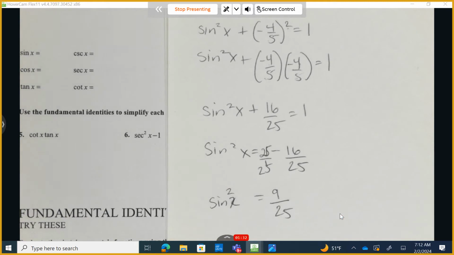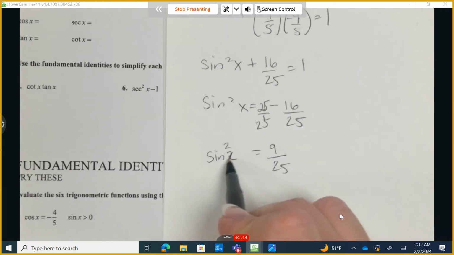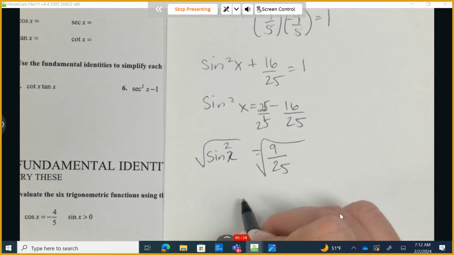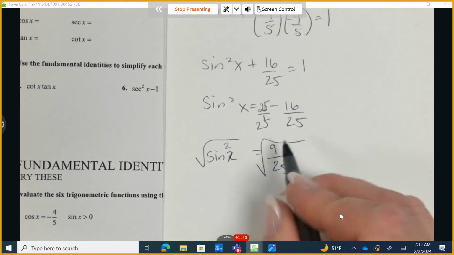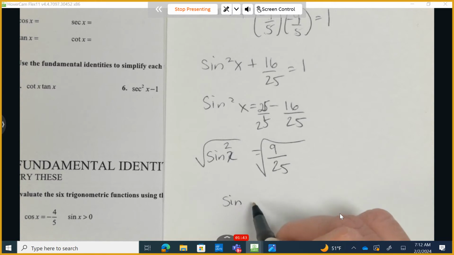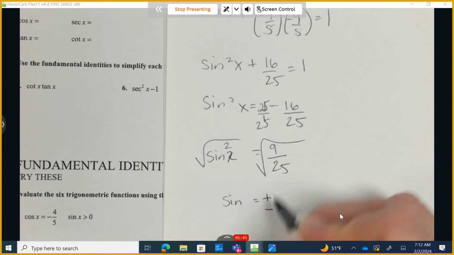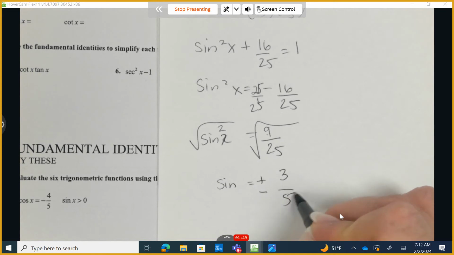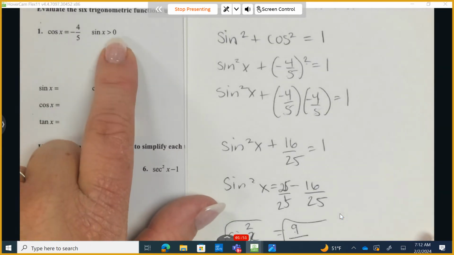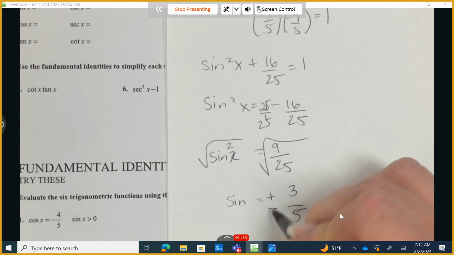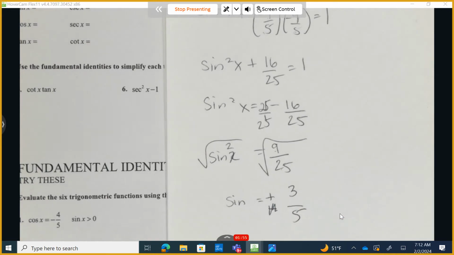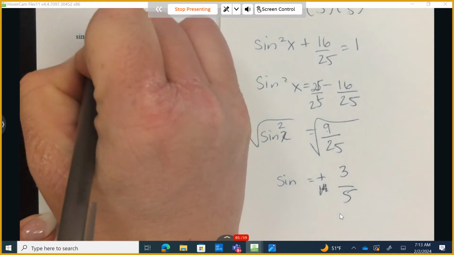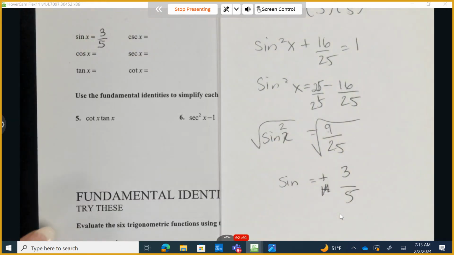sine squared x. Now, how do I isolate the x? I take the square root of both sides, and now I'm able to see that the sine is equal to plus or minus the square root of 9 is 3, the square root of 25 is 5. But if we go back here, it says sine has to be greater than 0, so it has to be positive. So I get to cross this portion out. So I'm going to come back up here, I'm going to find sine, and I have a positive 3/5.